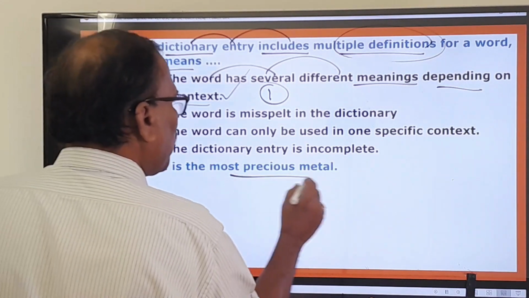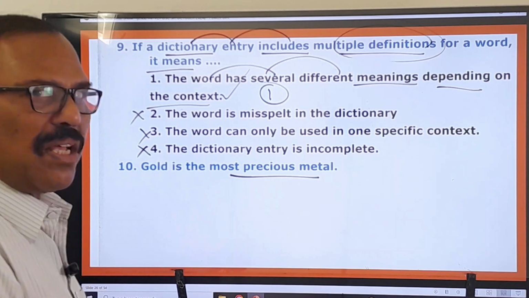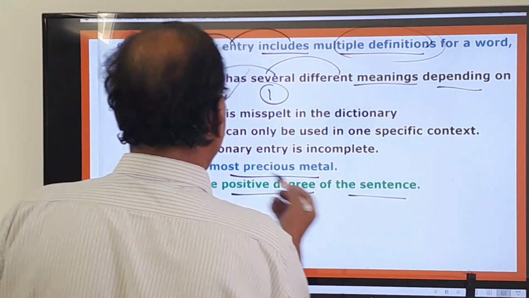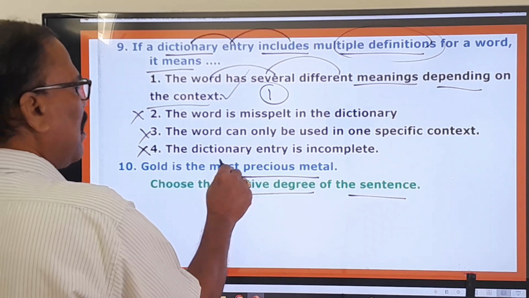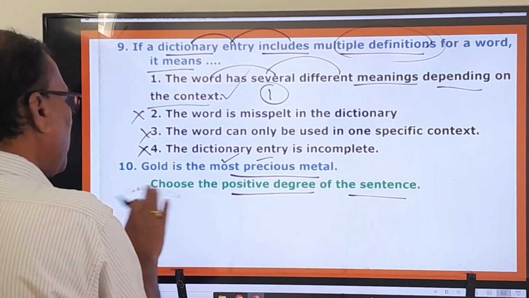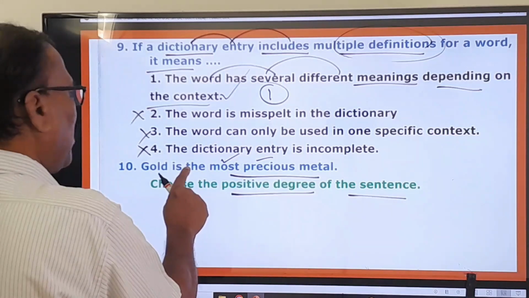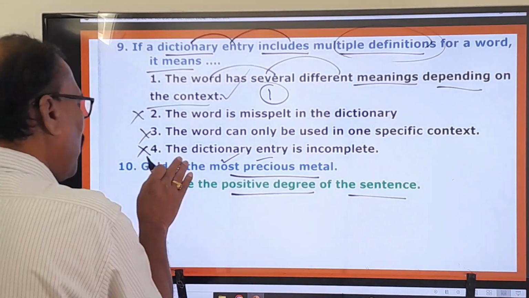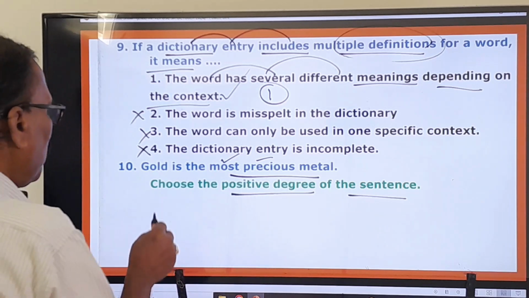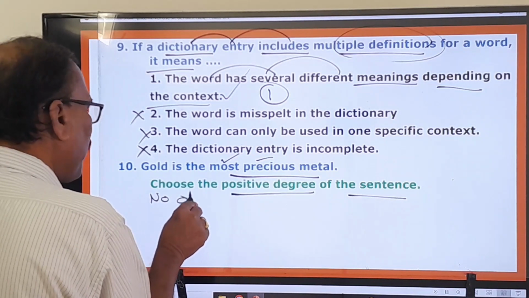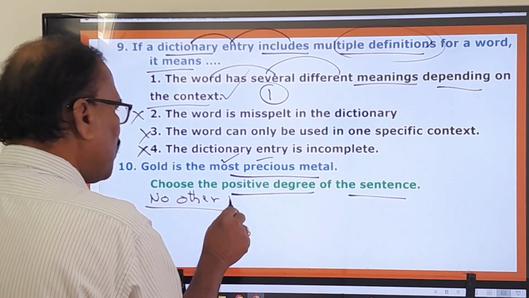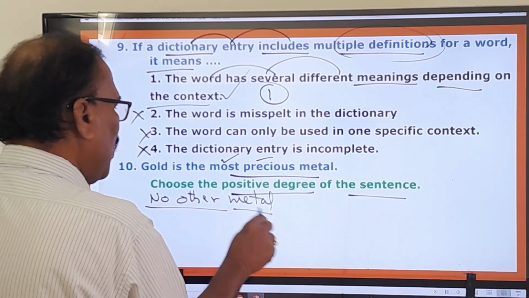Gold is the most precious metal, right? And what is the examiner asking you to do? Choose the positive degree of the sentence. Okay, positive degree. This is the second method, very well, superlative degree. So you can directly change it on your own. Gold is the most precious metal. Whenever you want to change this into the positive degree, what do you use? You say no other. The sentence begins like this. No other, this last word must be used.